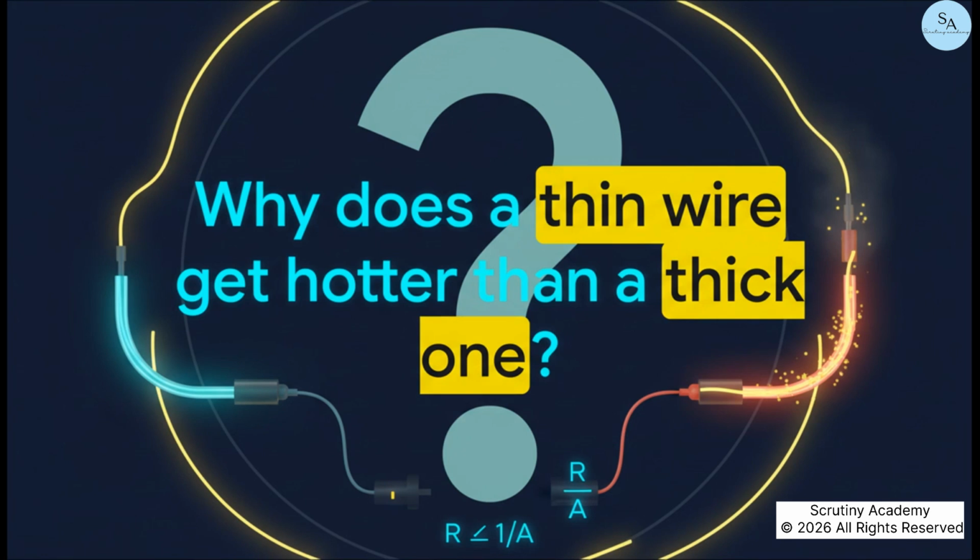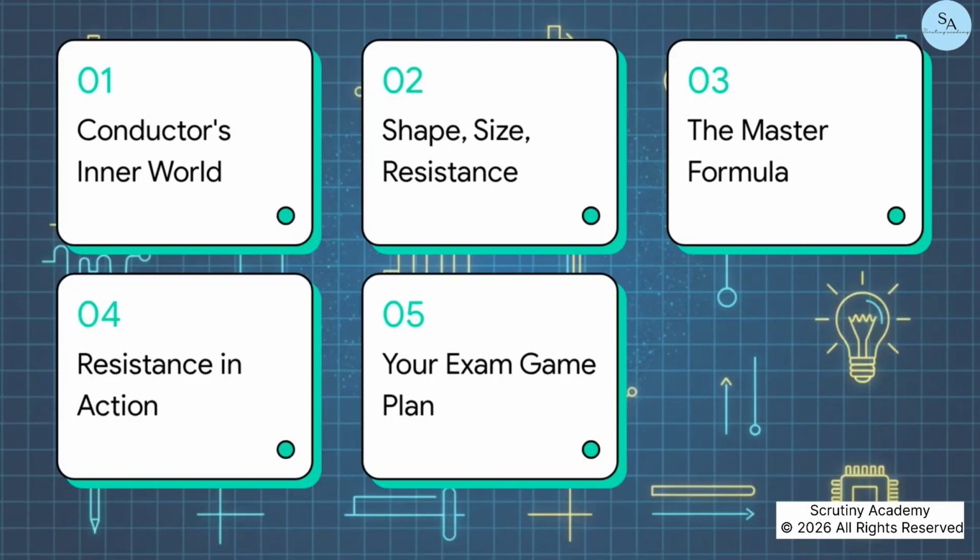Have you ever wondered why the tiny, thin filament in an old light bulb glows white hot, but the thick power cord plugged into the wall stays perfectly cool? What's going on there? Well, by the end of this explainer, you are going to know the exact physics behind that. So here's our game plan.